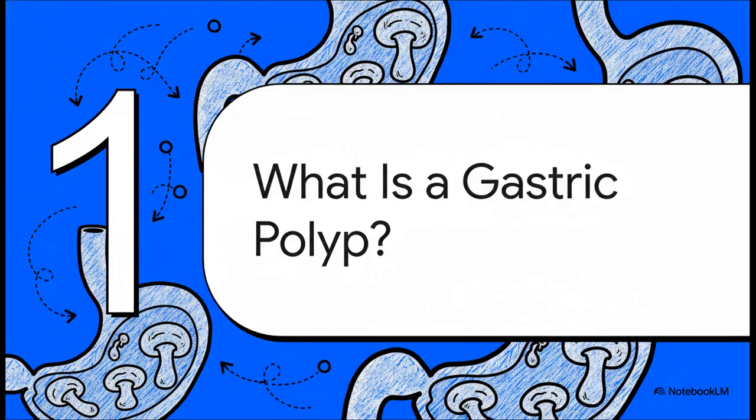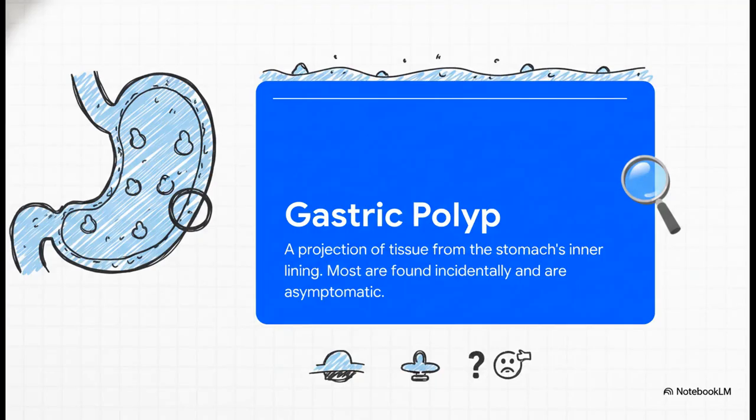Let's break it down. In the simplest terms, a gastric polyp is just a small growth of tissue that kind of sticks out from the inner lining of your stomach. You can think of them as little bumps or mounds on what should be a smooth surface. And here's the thing. Most of the time, they are completely asymptomatic. You would probably never, ever know you had one without that endoscopy.